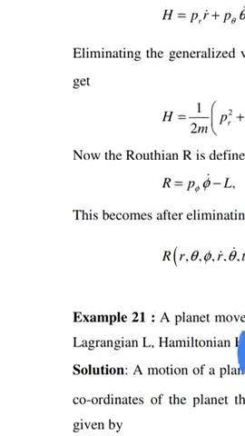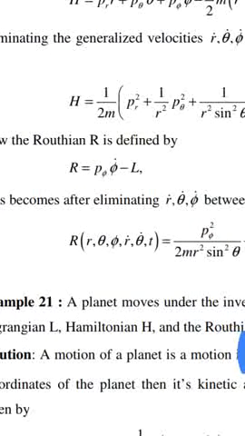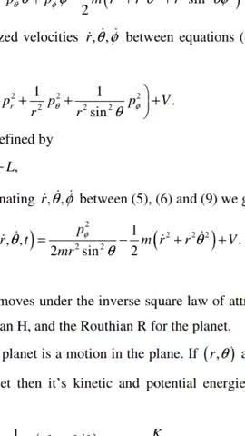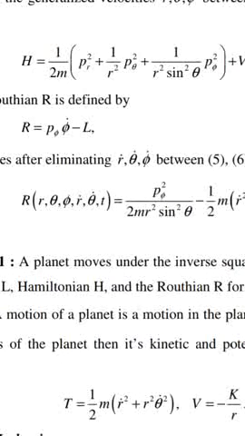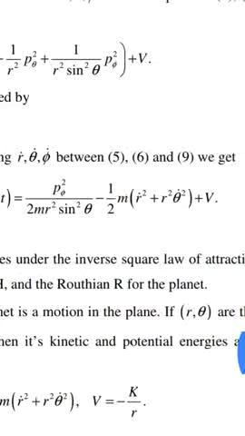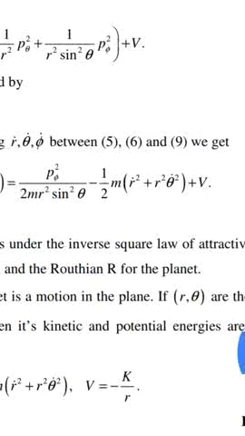Now the Routhian R is defined by R is equal to p phi phi dot minus L. Then after eliminating r dot, theta dot, phi dot between 5, 6 and 9, we get R of r, theta, phi, r dot, theta dot is equal to p phi square divided by 2 m r square sin square theta minus 1 by 2 m (r dot square plus r square theta dot square) plus V.